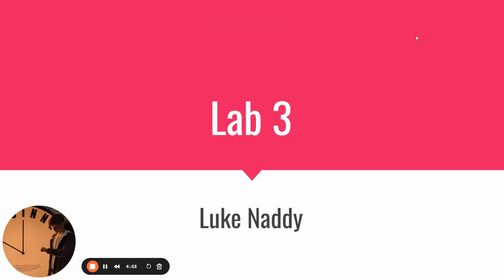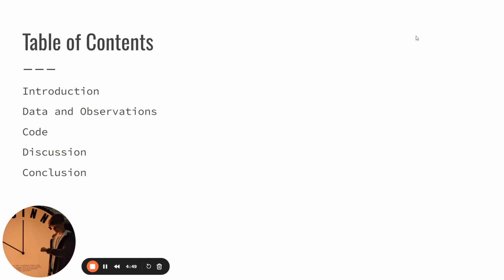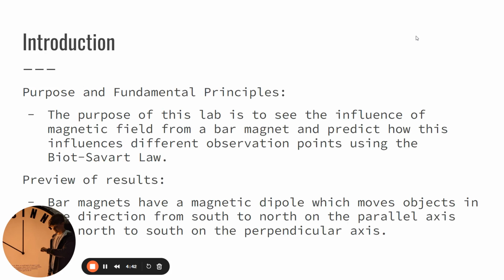All right, this is my Physics Lab 3, looking at the magnetic field influence of a bar magnet. For the table of contents, we have the introduction, data and observations, code, discussion, and conclusion questions. So, introduction: the purpose and fundamental principles of this lab.